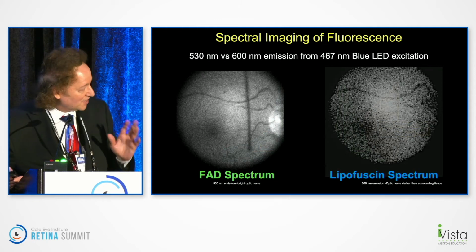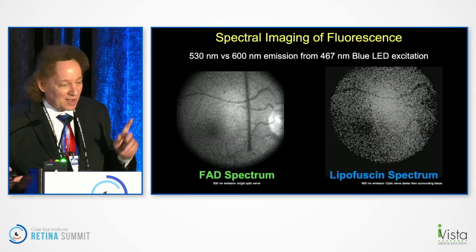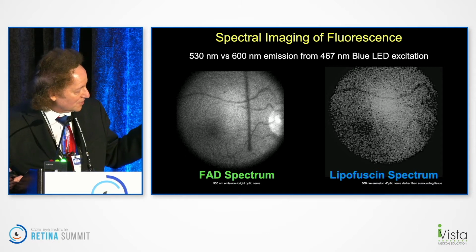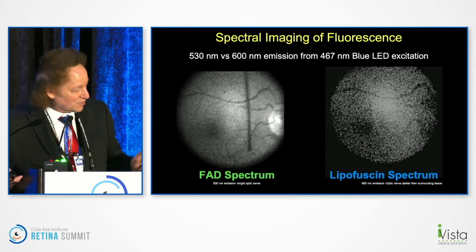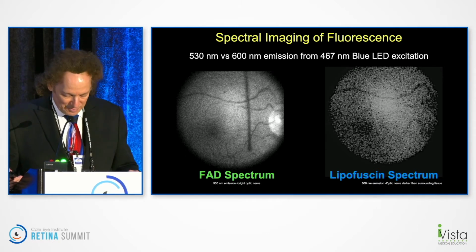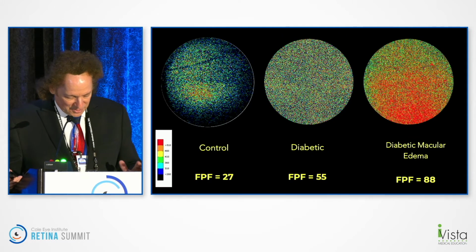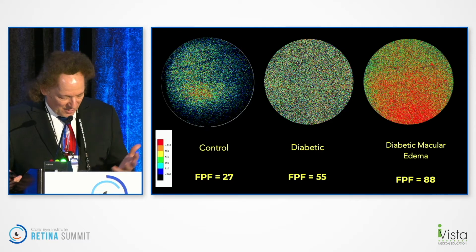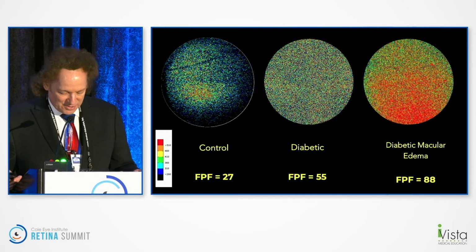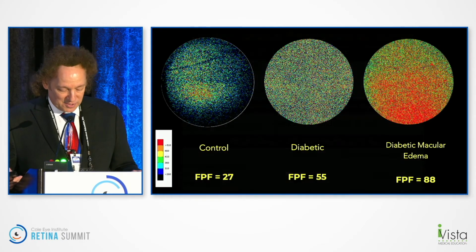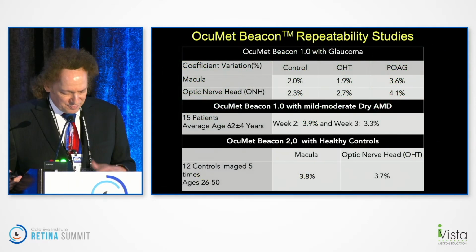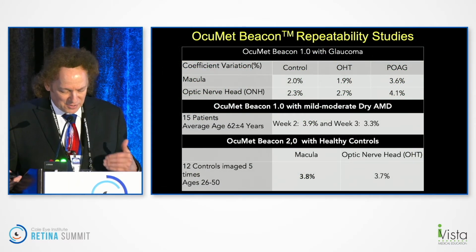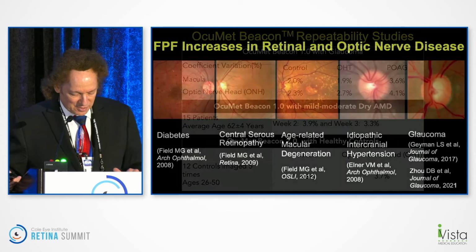And here you can see the difference looking at the same eye with two different spectra. So when you look at the flavoprotein fluorescence, you can see that it's very different than what you look with the lipofuscin spectrum. And here you can see an example of a control eye versus a patient with diabetes who has a higher signal, and then diabetic macular edema, which is even higher. And it has pretty good repeatability; this is actually a third-generation device that we're using.